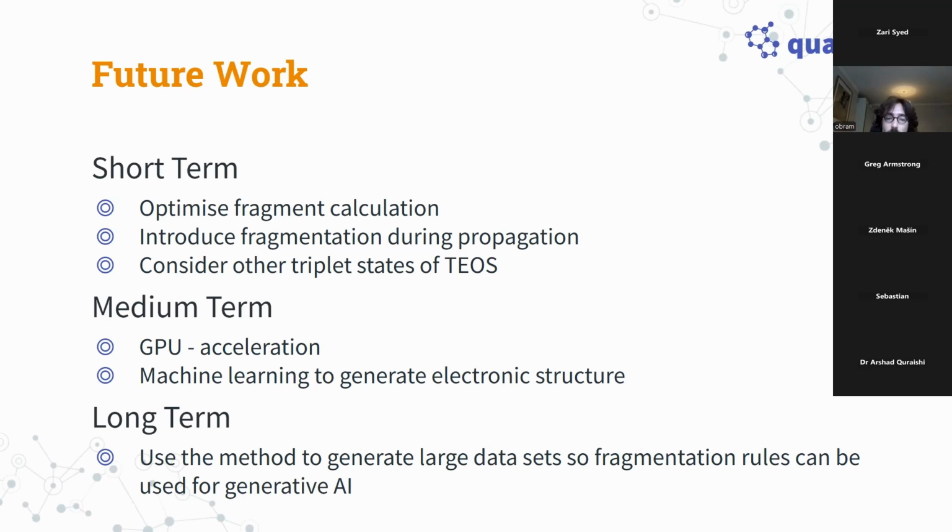And then in the long term, we want to use this method to generate large data sets that we can then use our fragmentation rules on, so that you can start with a set of desired products or desired pathways to get to those products. And then we can build a molecule backwards from those.